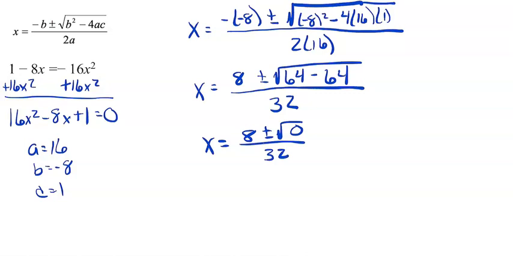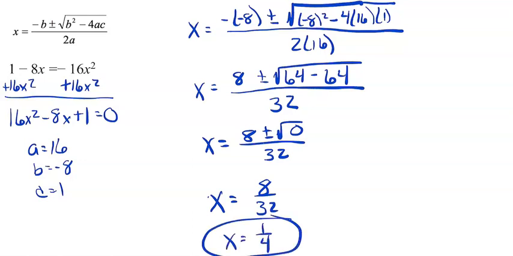And so what's the square root of 0? Well, 0. So if you think about that, 8 plus 0, is that not the same thing as 8 minus 0? So just like when we were using the square root method, if underneath my radical sign is a 0, then I only have one solution, and my solution is going to be 8 over 32. Now that's a nice fraction. I can simplify that. 8 and 32, they'll both divide by 8. So my answer here would just be x equals 1/4.